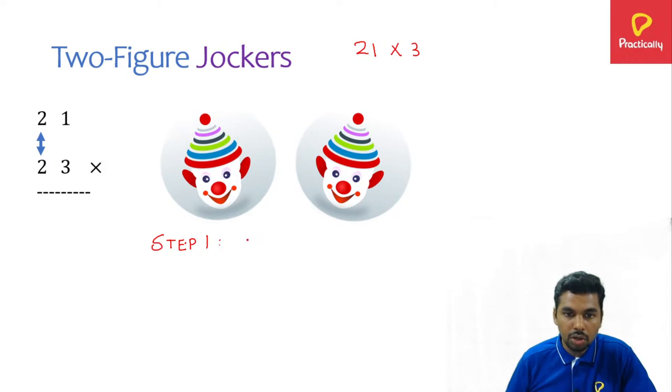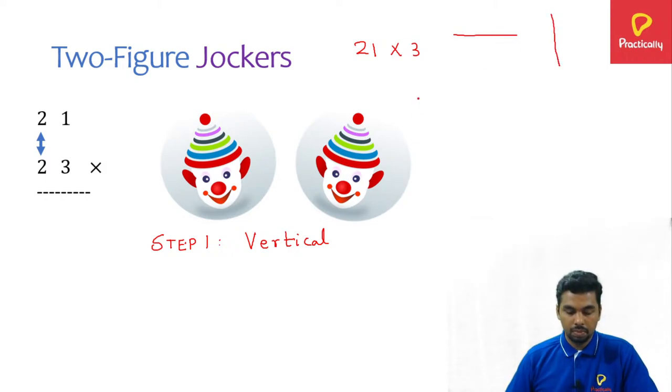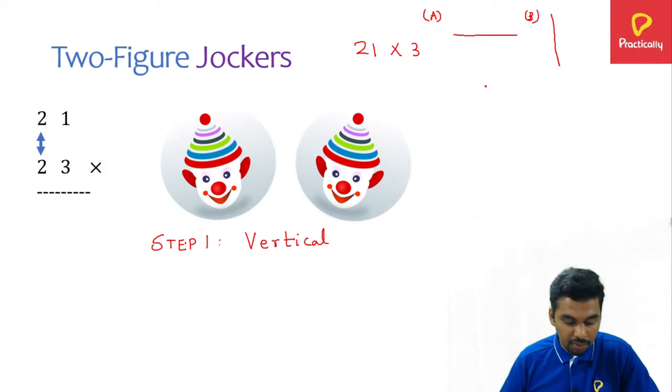Step one is what is called the vertical step. Everybody knows what is vertical, right? I'm going to draw two lines. You have to tell me which is vertical and which is horizontal. So this is option A, this is option B. I don't think I have to give an option C. Which is vertical, A or B? Come on, it's an easy problem.